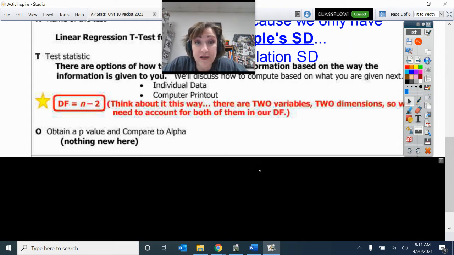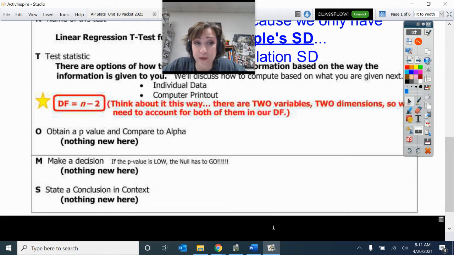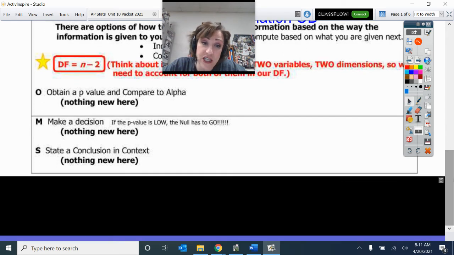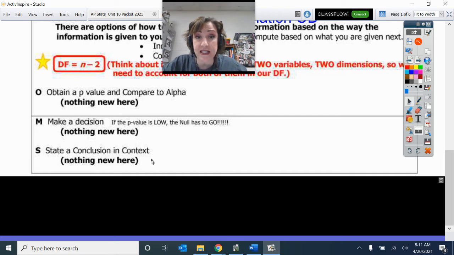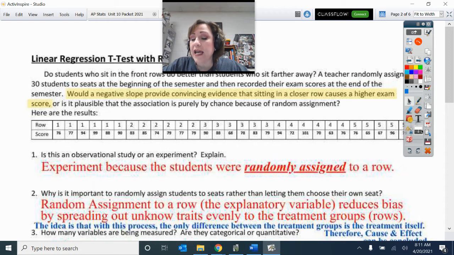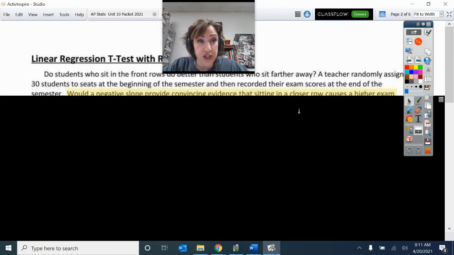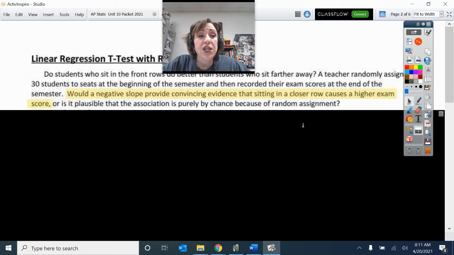All right, and then from there on out, the test is the same as it has been. You compare your p-value to alpha, you decide if you reject or fail to reject, and then you see if you have evidence of a slope, a positive slope, negative slope, or not. Okay, so let's try one. Here we go. So we're going to take that same problem that I posed to you a minute ago. Do the students who sit in the front rows do better than the students who sit far away? Would this negative slope provide convincing evidence that sitting in a closer row causes a higher score?